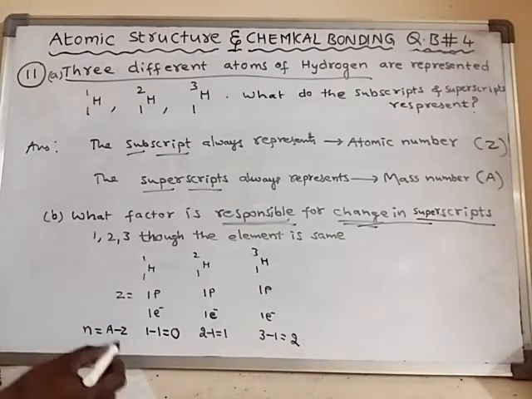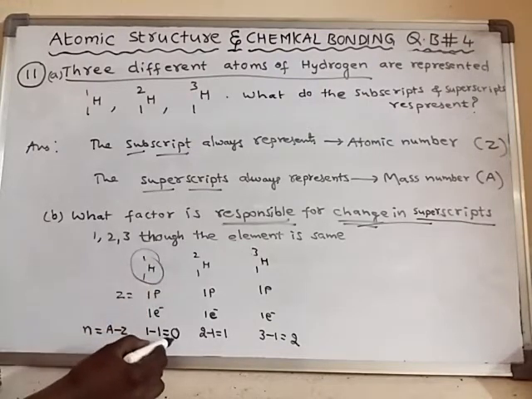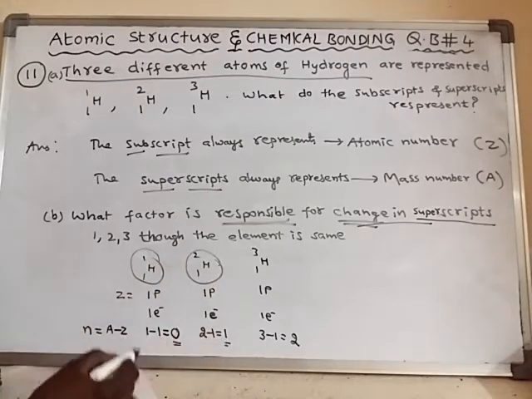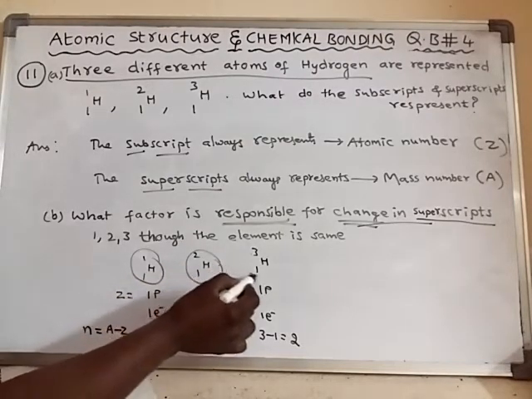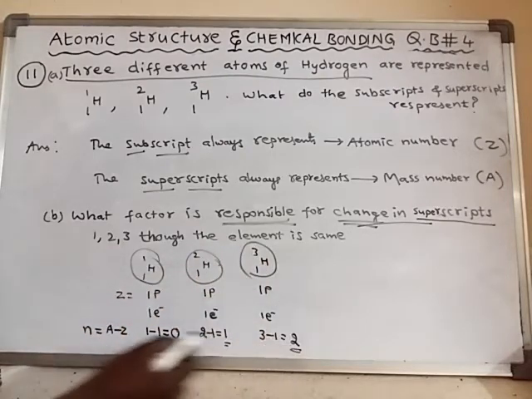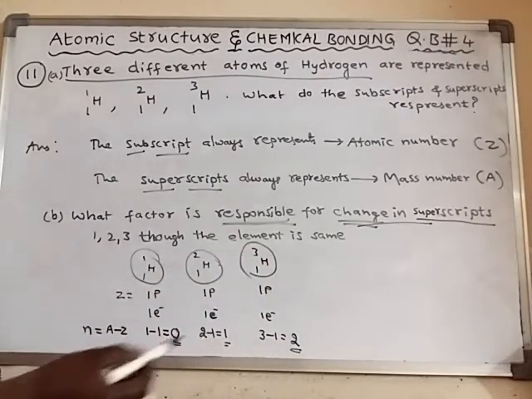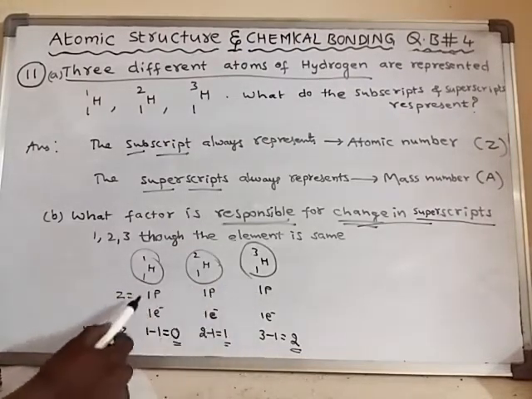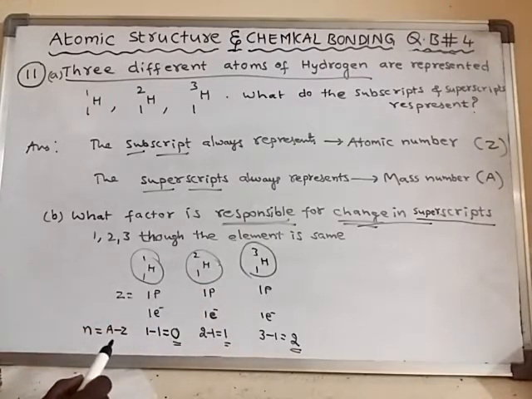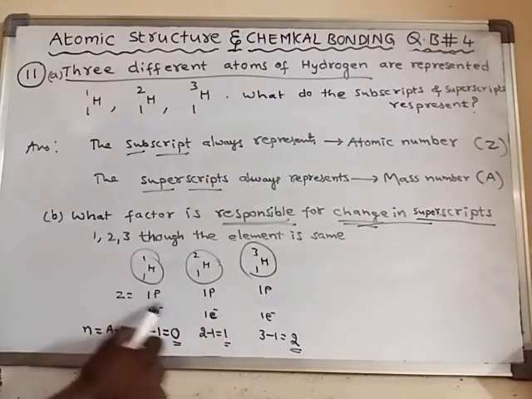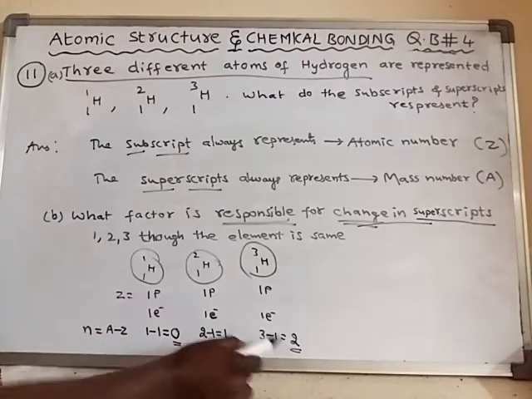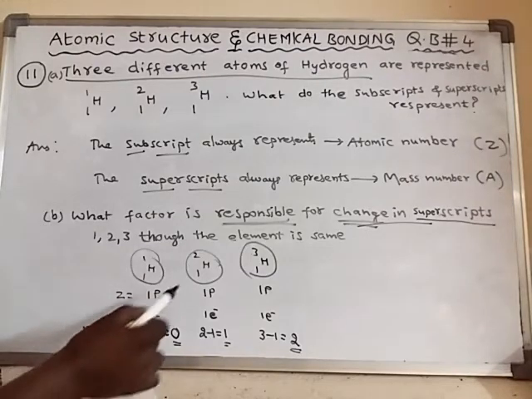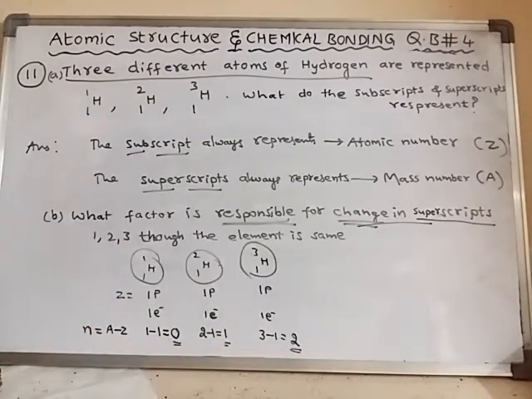See here, this particular atom is having 0 neutrons. This particular atom has only 1 neutron. And this particular atom is having 2 neutrons. That means these three atoms are differing in the number of neutrons. They are the same in the number of protons. All are having the same number of protons, one proton each. All are having the same number of electrons, one electron each. But they are differing in the number of neutrons. So in this one, there is no neutron at all. And this is having one neutron and this is having two neutrons.